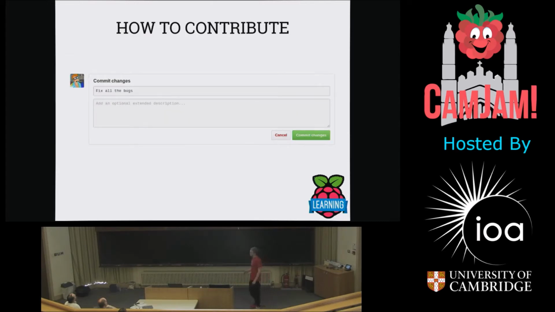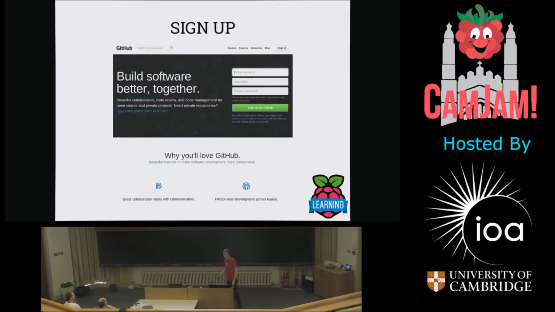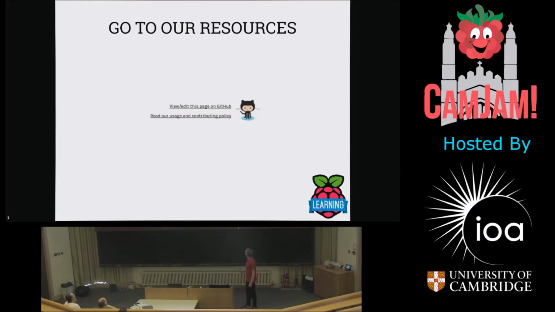I just want to talk about how you can contribute to this. This is what we're aiming towards, you being able to do this: fix all the bugs and commit that and send those to us. So first of all, you sign up to GitHub. This is what I was talking about, you have a user account on here, you have an identity on here. You just sign up to GitHub and it's free to use.